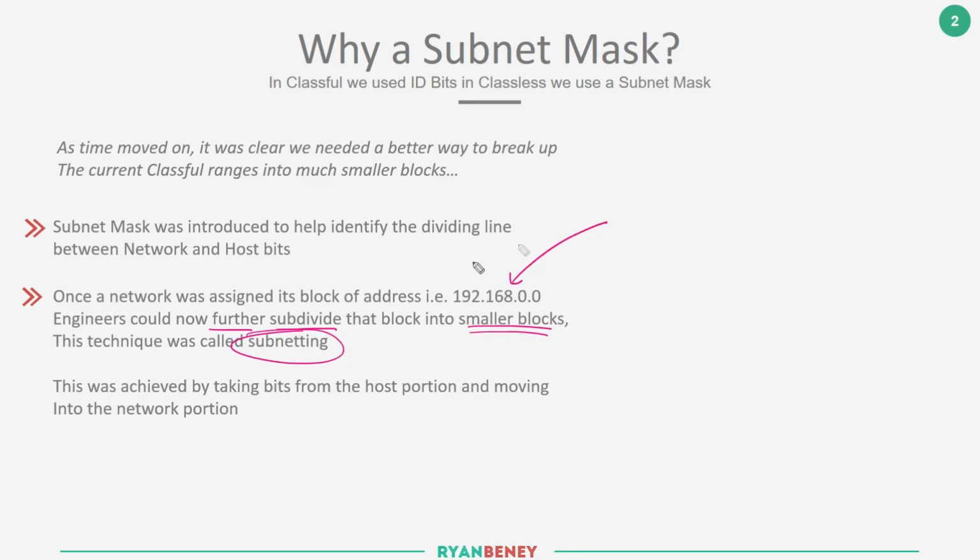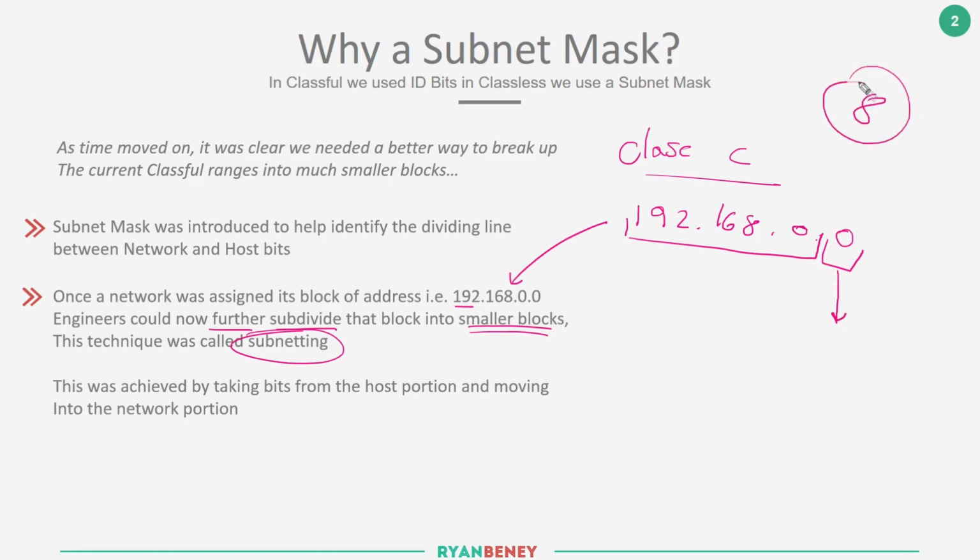So previously we said if you were given a 192, we know that this was going to be a class C. So previously we would say 192.168.0.0, we would say this was the network portion and this was the host portion. Well, what engineers can actually do is take bits, because remember there's 8 bits here inside this host portion, and move a bit into the network portion, allowing the engineer to have more networks, but at the sacrifice of fewer hosts. And essentially this is the key idea around subnetting.